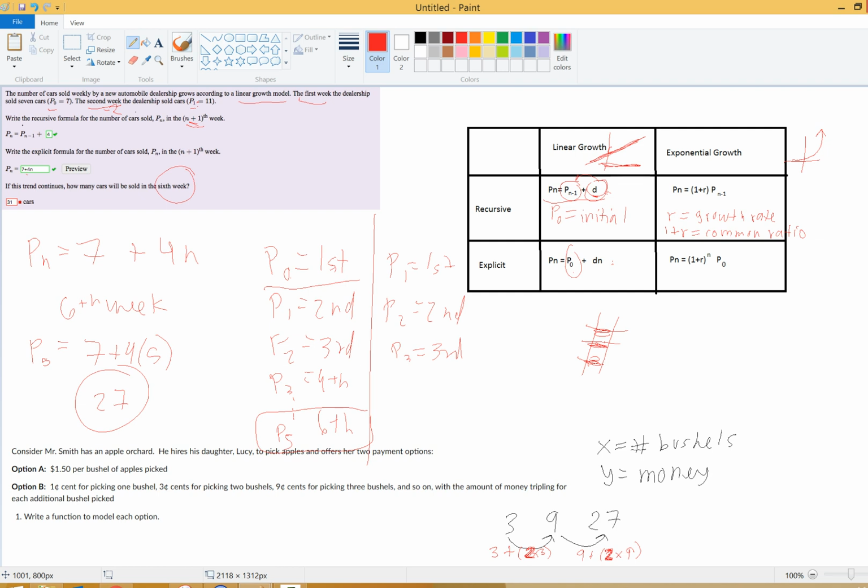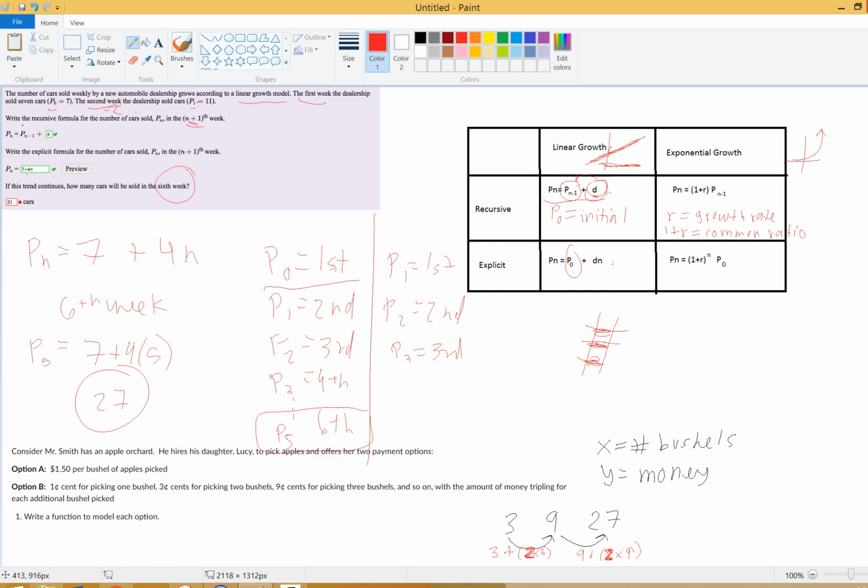Okay, and then I just want to give an example of an exponential growth problem. This is from your written assignment. I thought I'd talk about it really quick because I had another student send me a question on how to set this up. So consider an apple orchard. Mr. Smith hires his daughter to pick apples and offers 2 payment options. Either she can earn $1.50 per bushel of apples picked.